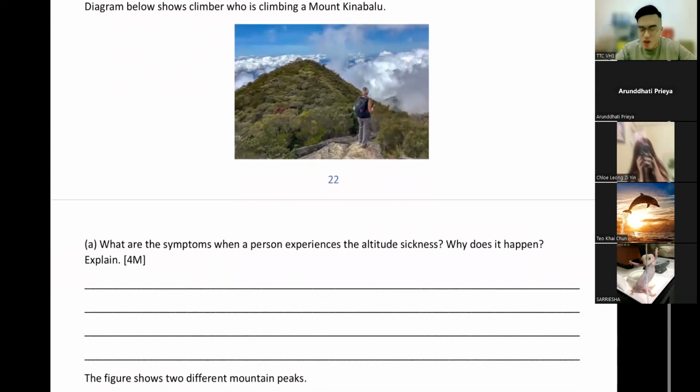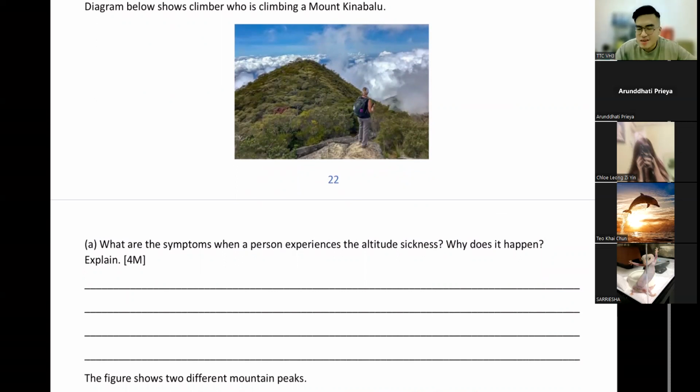Okay, we talk about the symptoms first. What do you feel when you're up there, when you're having altitude sickness? Okay, hard to breathe. What else? Okay, what else? Breathing difficulty. Yes, good, Henry. What else?